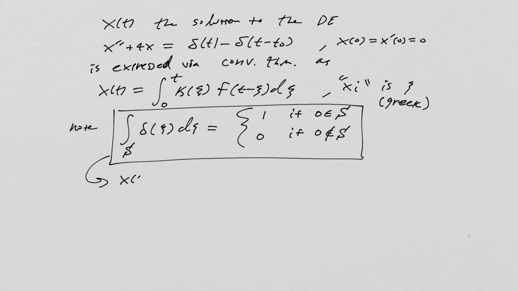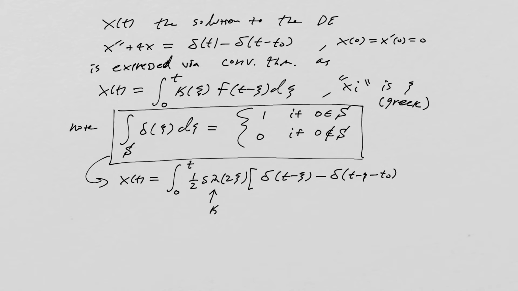So when I write my x of t like this, what I'm going to do is write it as the integral from 0 to t of, and we had it now as 1/2 sine of 2c, like that. That's our kernel function. Okay, and now we're multiplying it by a delta function at t minus c, and then also minus the delta at t minus c minus t naught, dc.